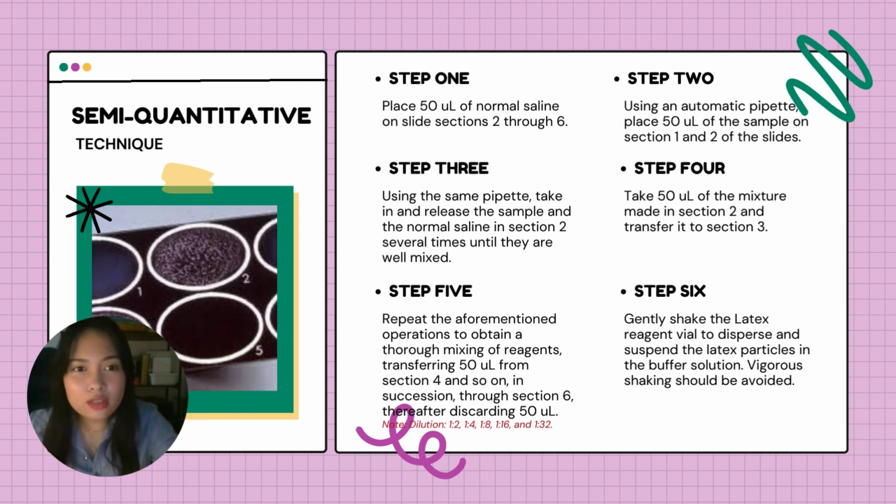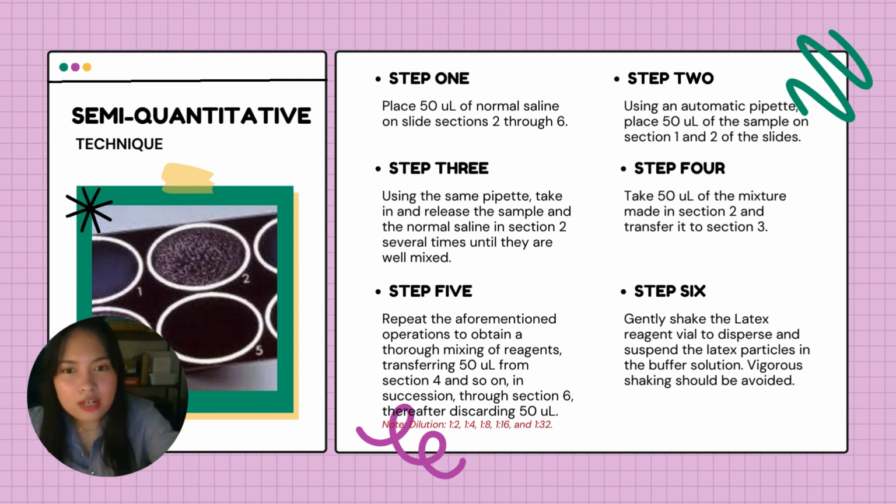Then, you will be using an automatic pipette and placing 50 µL of the sample on sections 1 and 2 of the slide. Step 3, using the same pipette, take in and release the sample and the normal saline in section 2 several times until they are well mixed. Now, after that, you will be taking 50 µL of that mixture which you made in section 2, and you will be transferring it to section 3.